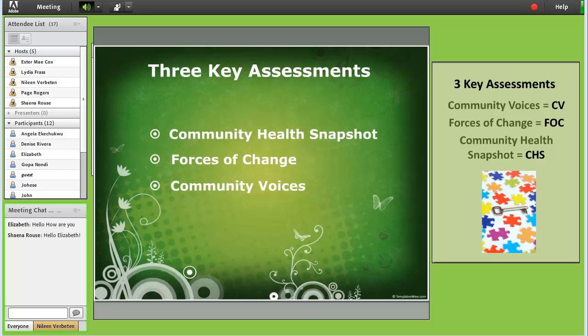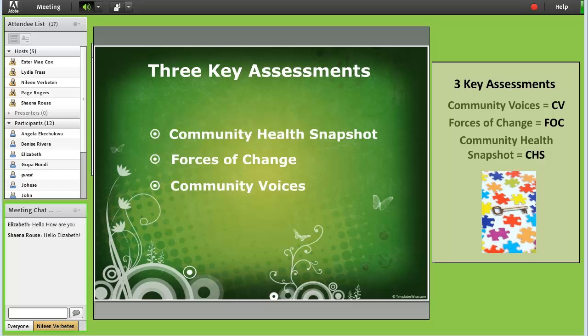In moving forward, I'd just like to ask you to reflect for a minute about if you've had an intervention that was not as successful as you thought it could have been, just to think about whether or not having a more comprehensive set of assessments may have changed that approach.